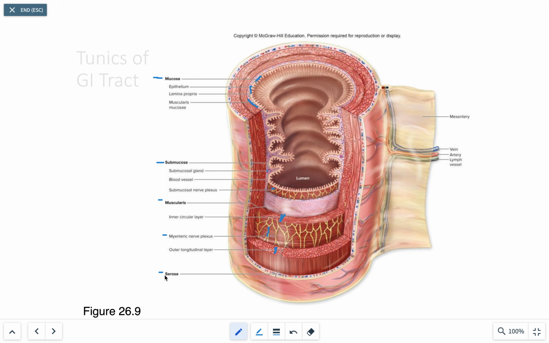And then we have the serosa, and sometimes it's the adventitia. It's an areolar connective tissue made up of collagen and elastic fibers. So it allows for, when we see digestion occurring, for the elastic property of the small intestine and large intestine to be able to stretch.